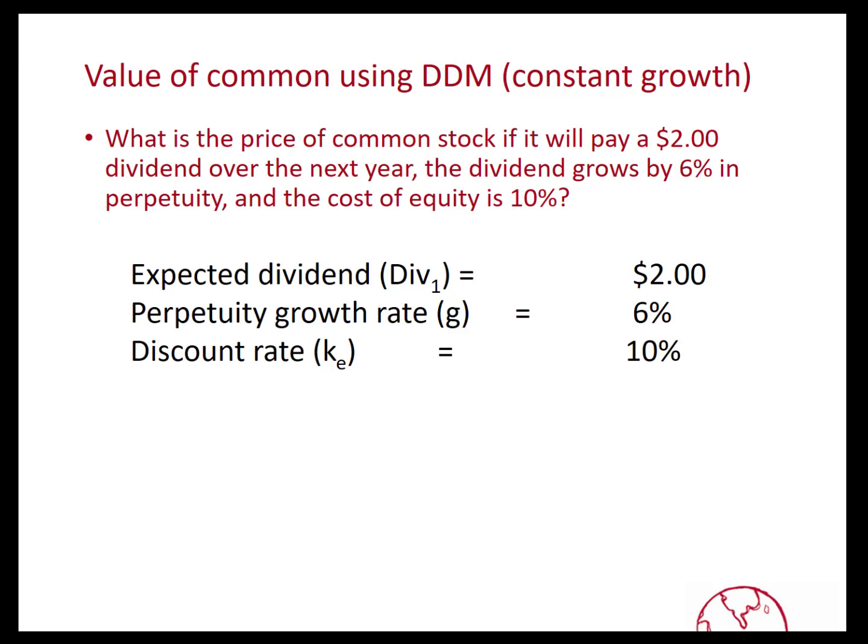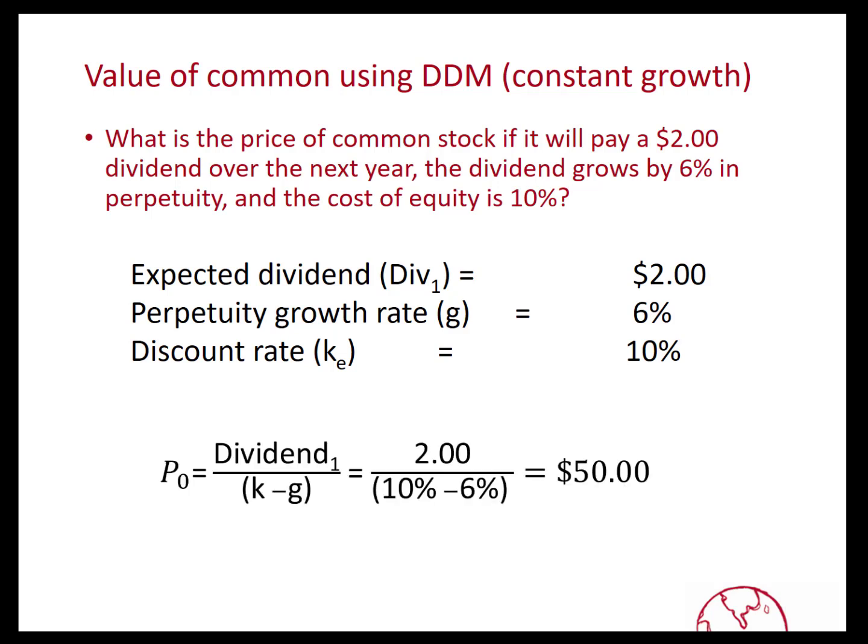So what is the price of a common stock if it will pay a $2 dividend over the next year? The dividend will then grow by 6% per year in perpetuity, and the cost of equity or discount rate is 10%. Plugging these inputs into the formula, we see that the dividend of $2 in the next period is divided by the difference between 10% minus 6%, or $2 divided by 0.04, and the price today is going to be $50.